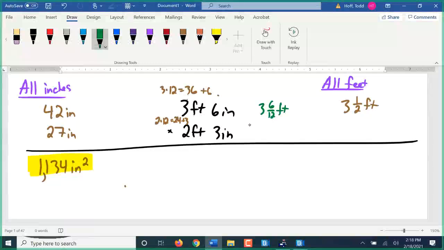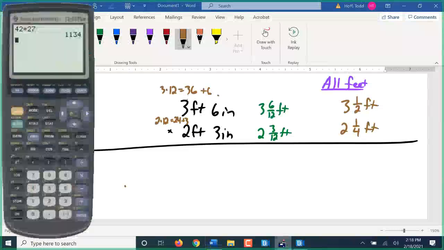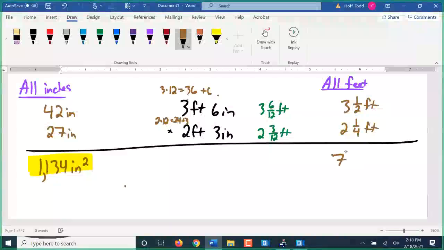We do the same here. 2 foot 3 inches becomes 2 3/12 of a foot. 3/12 is 1/4. That's 2 1/4 feet. So we go ahead and multiply 3 1/2 times 2 1/4 gives us 7 7/8. Feet times feet, of course, is square feet.